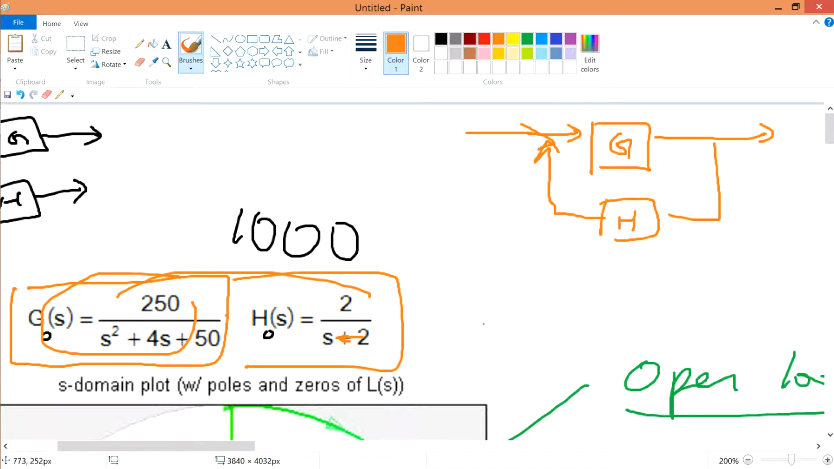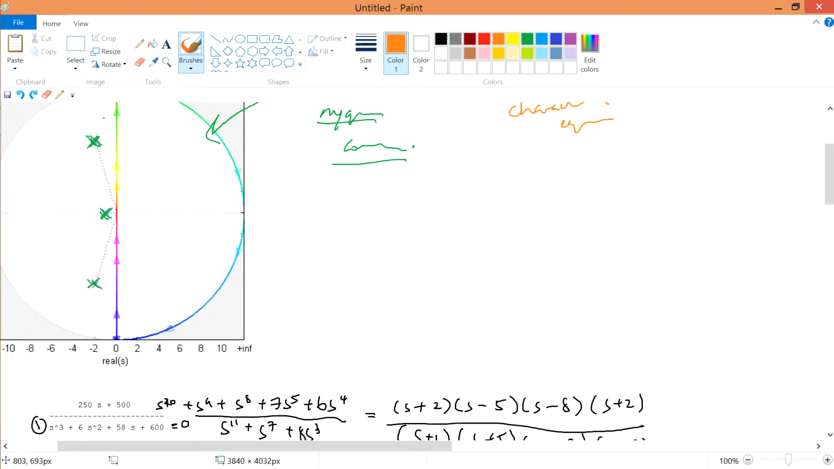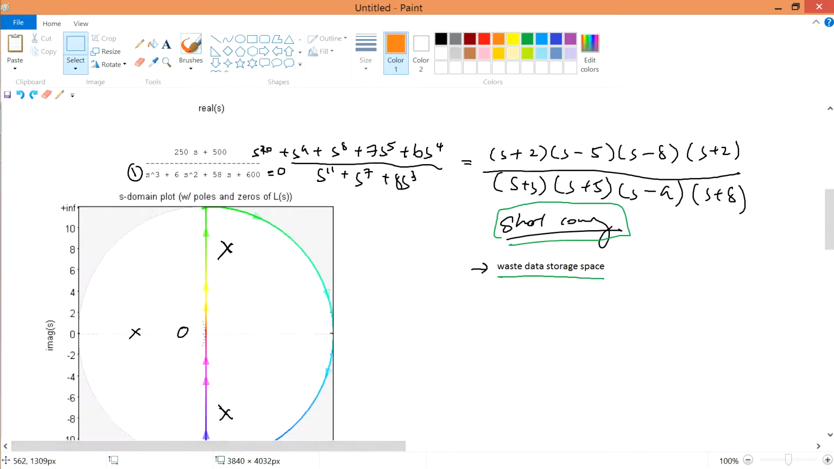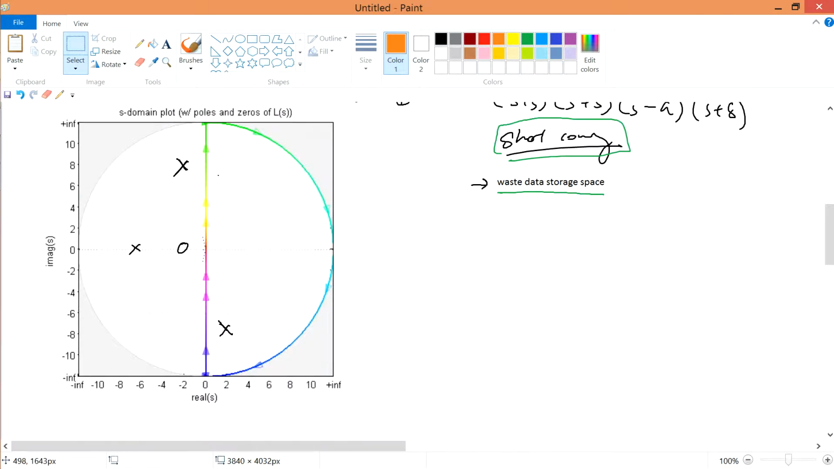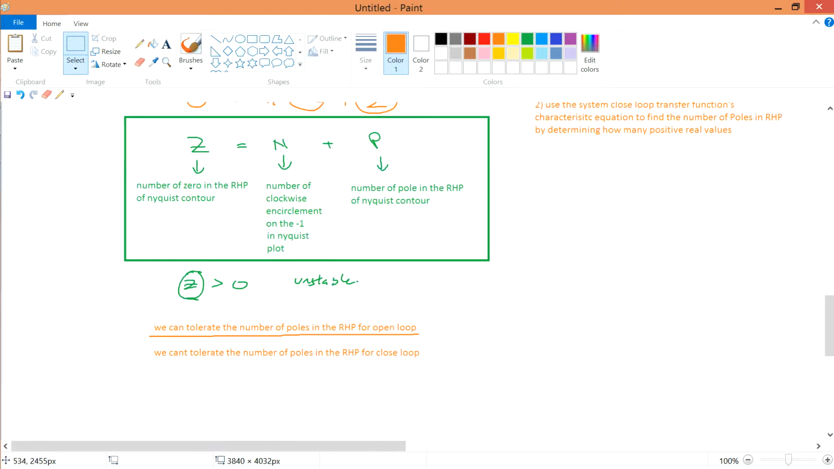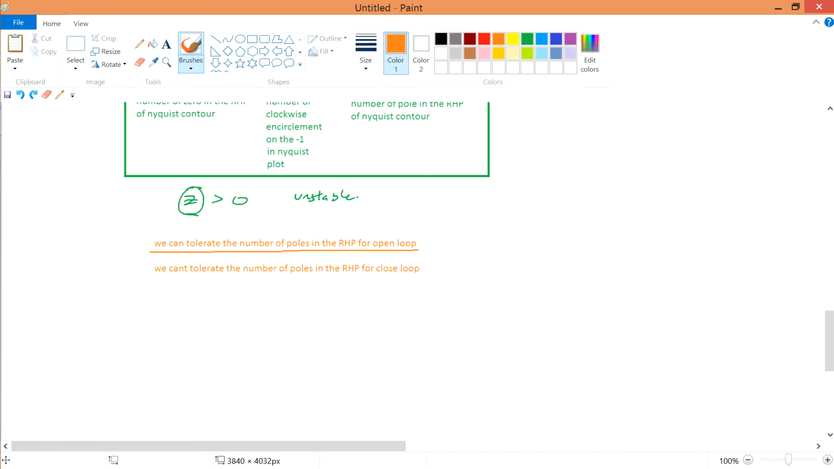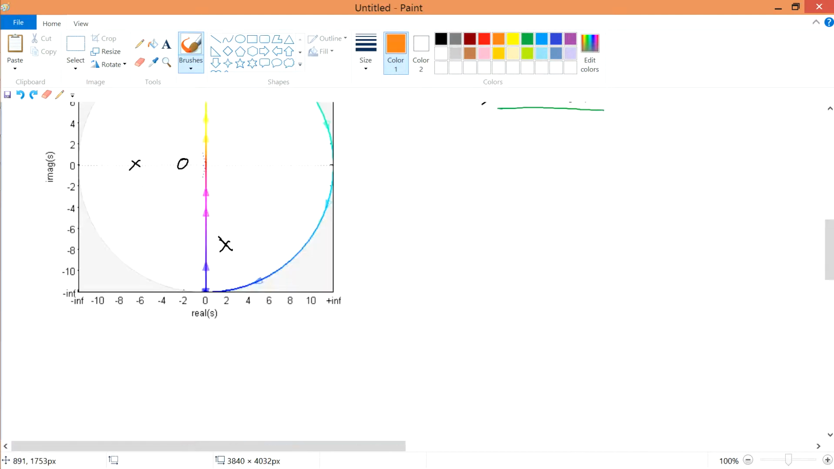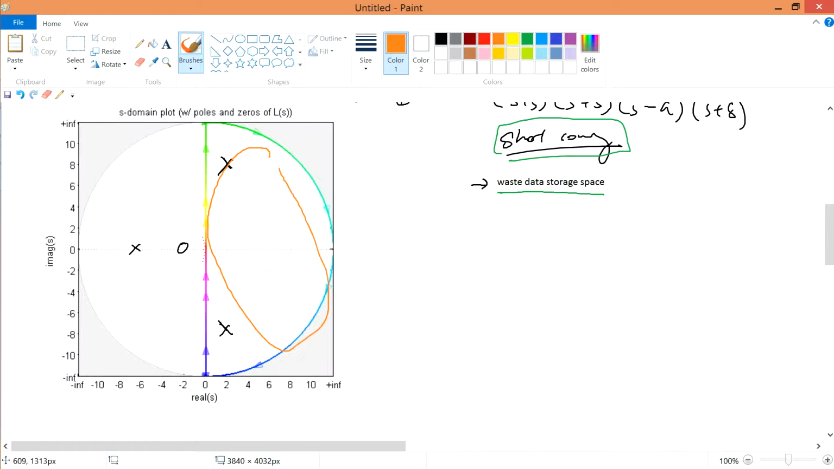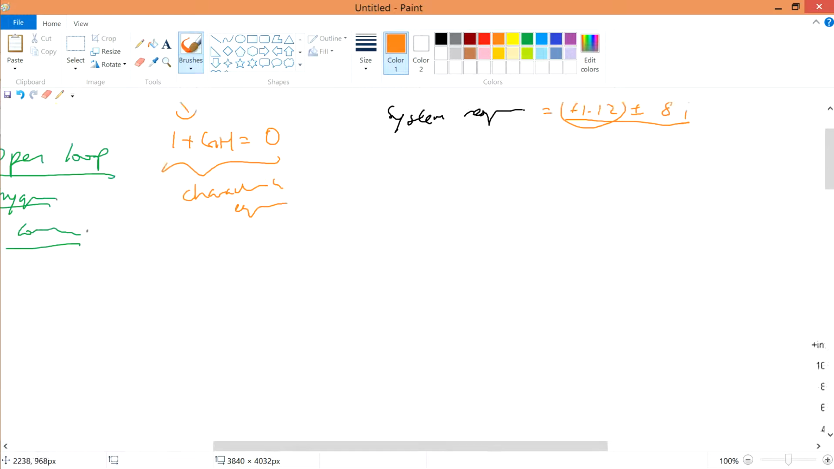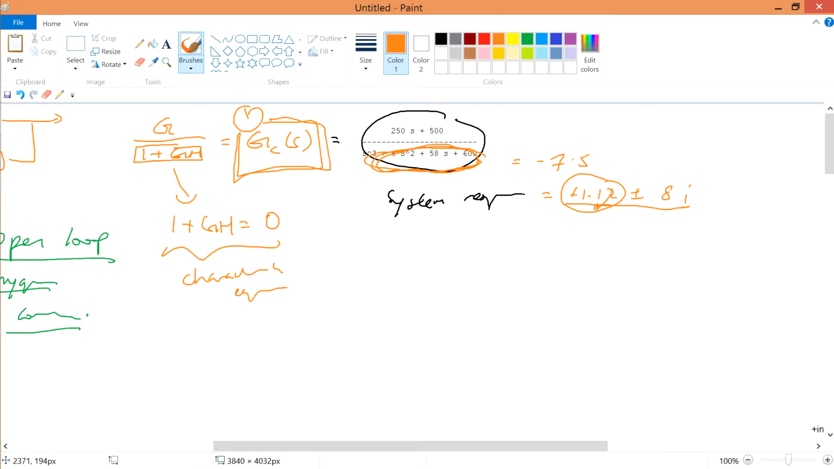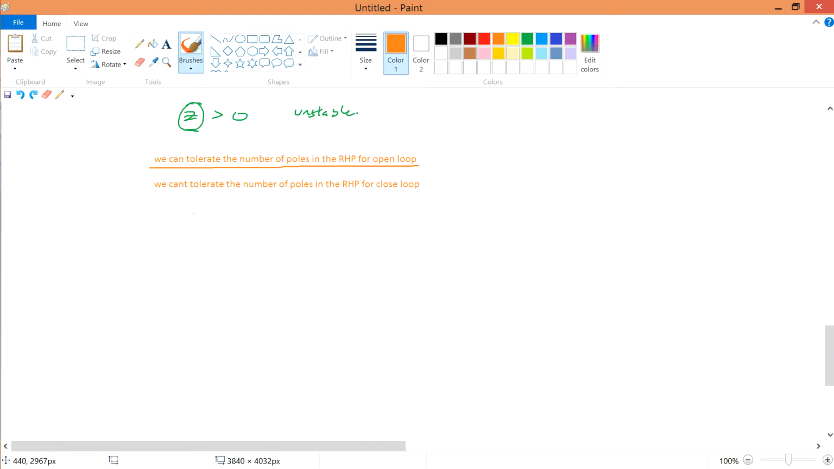Because after doing the closed loop transfer function, it may actually move the poles into this side. And therefore the closed loop response is actually stable. But we can't tolerate the number of poles in the right half plane for the closed loop. This is why I say that this is considered unstable, because this is the closed loop contour. As you can see from our poles also, there is a positive real value for the poles. Therefore, it's unstable also. So please remember these definitions.